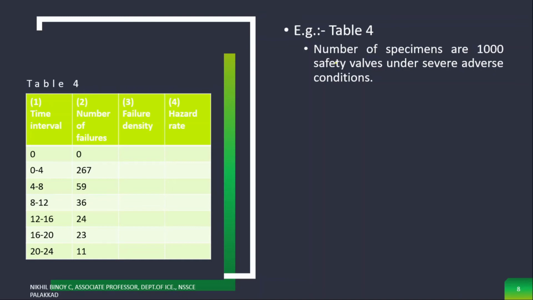So what is the initial population N? Initial population N is 1000. Okay.